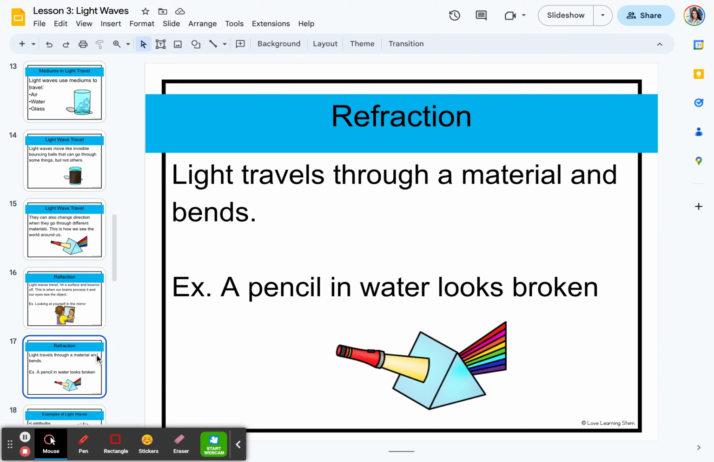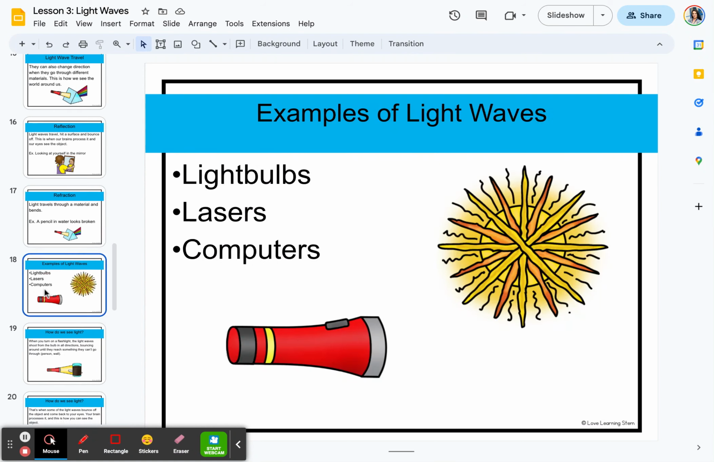Another way that light travels is refraction. This is when light travels through a material and actually bends. You see this here in this prism. You also see it when you put a pencil in a cup of water, and when you look through it, you can see that the pencil looks broken because the light has bent, but in fact it is not broken. You can try that at home.